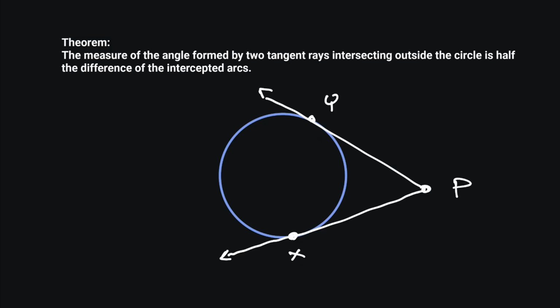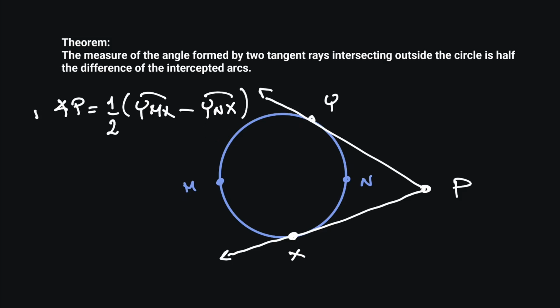So we need to define other points to be able to then differentiate the two arcs. So let's call this one M and let's call this one N, right? So angle P is going to be equal to half this arc, the major arc YMX, minus YNX, right? All these measurements, right? Remember that these are measurements.